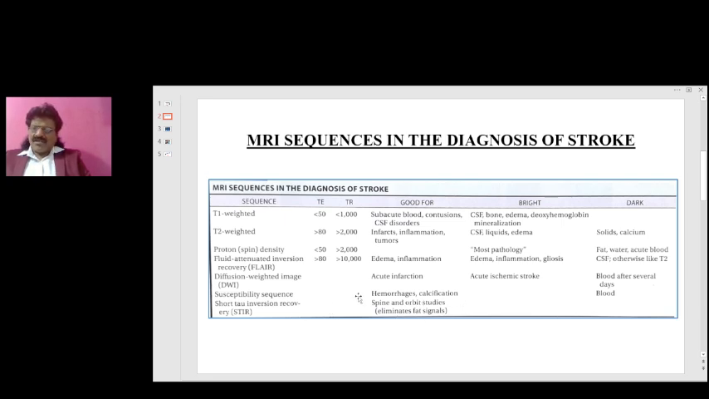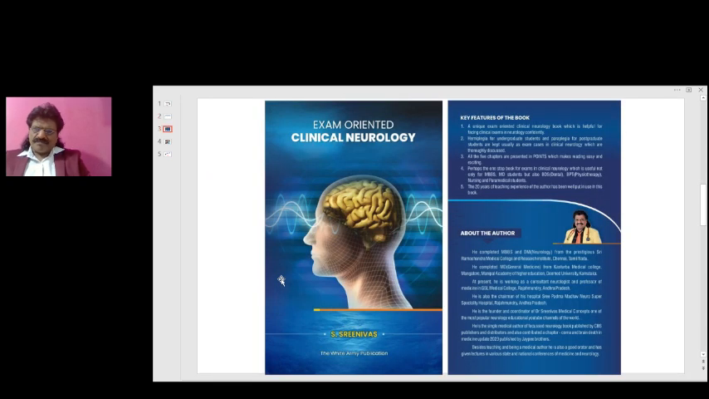So STIR. So the best sequence for diagnosis of stroke, especially acute stroke, is the diffusion weighted imaging, DWI, which is very good for acute infarction, and the signal appears bright in acute ischemic stroke. So the best sequence for diagnosis of stroke, especially early stroke, is DWI. So these are the important concepts of the MRI sequences of stroke.